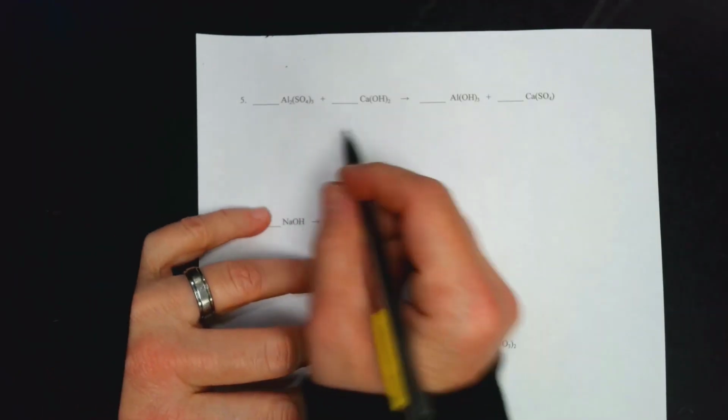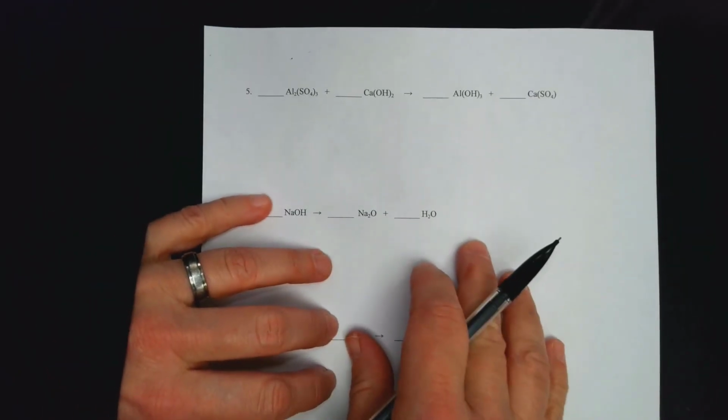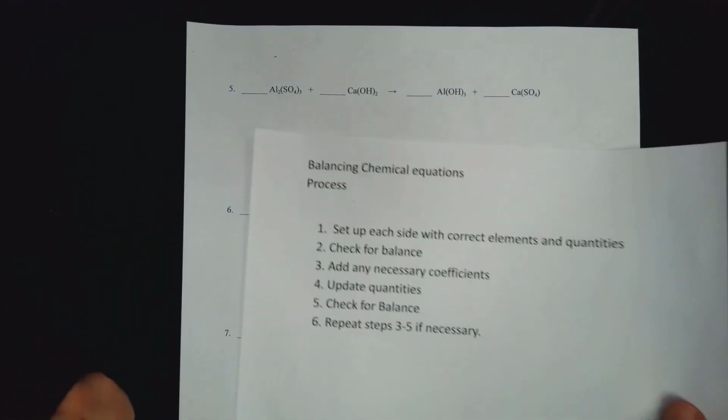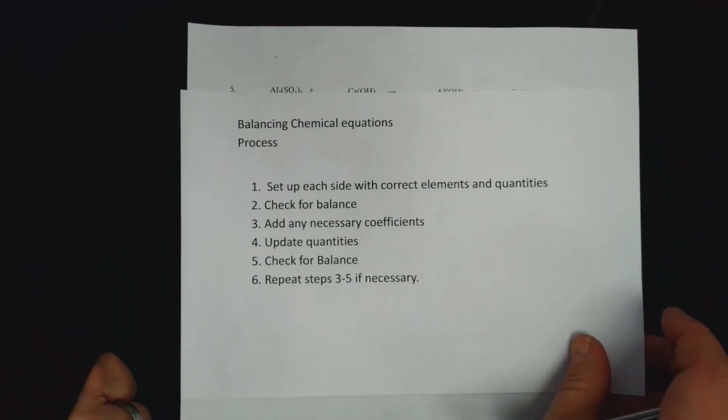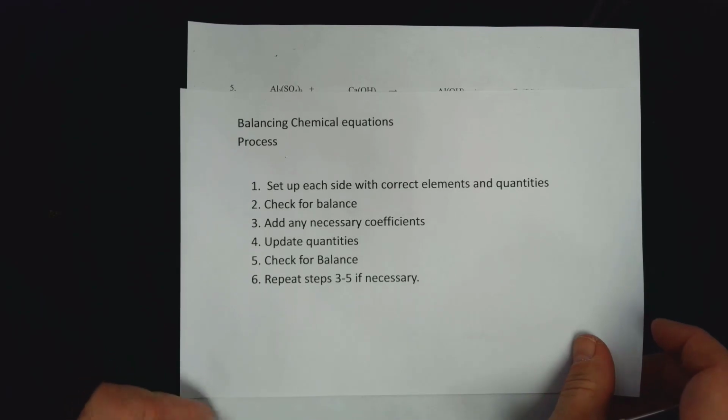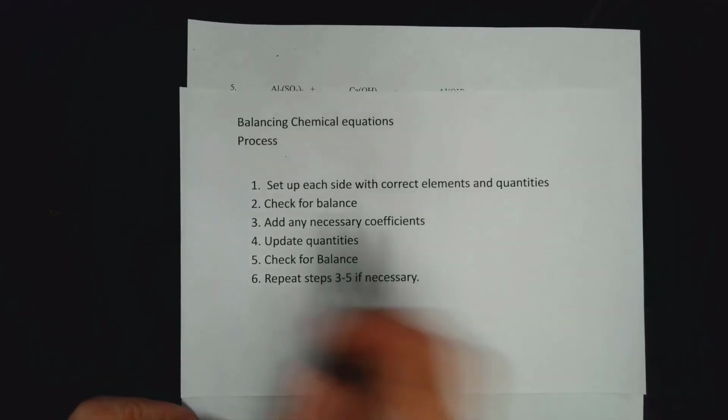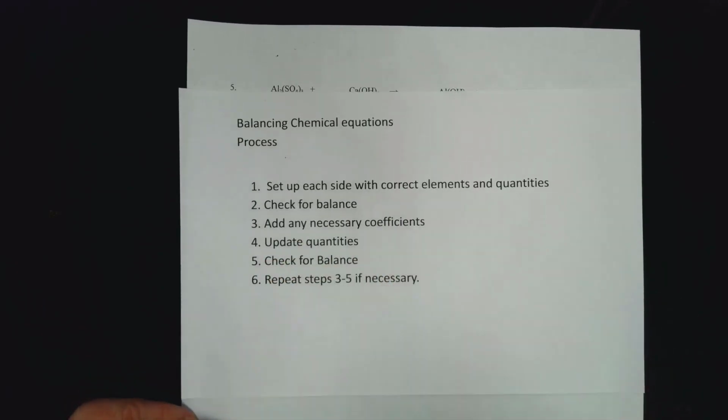Sheesh. Okay, now number 5 is a busy problem, but I don't want you to panic over it. It's not as bad as you think. It's not easy, but it's not that terrible either. You see a problem like this and you automatically start to panic. And remember, you guys, that is why we have a process. Process fights panic. So let's start, you guys, by simply doing the work of number 1. We're going to set up each side with correct elements and quantities.